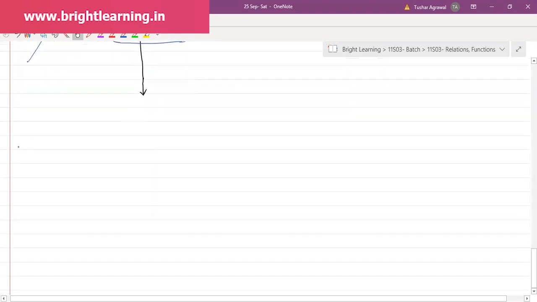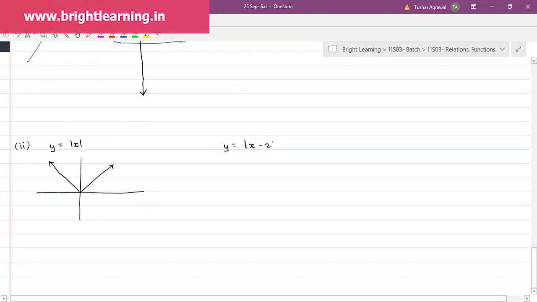Now, second, let's say y is equal to mod x. I know y is equal to mod x. The graph is this way. This is my graph of mod x. What will be the graph of y is equal to modulus of x minus 2?